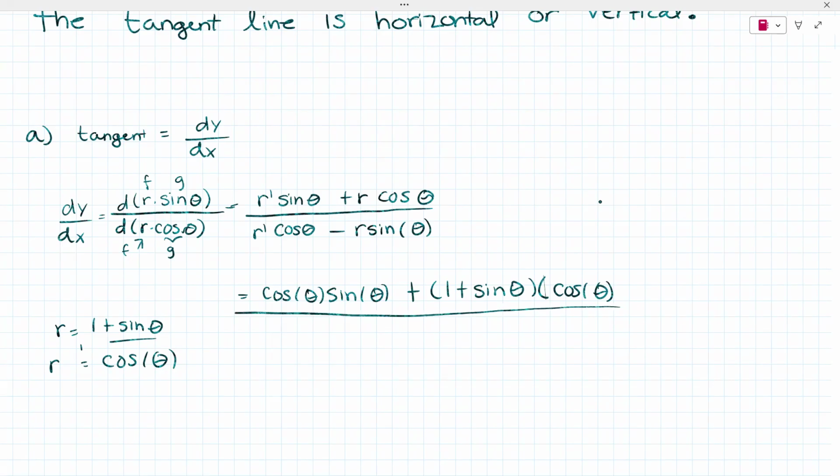All over, and then do the bottom. So r prime is cosine theta times cosine theta, minus r, which is 1 plus sine theta, times sine theta.